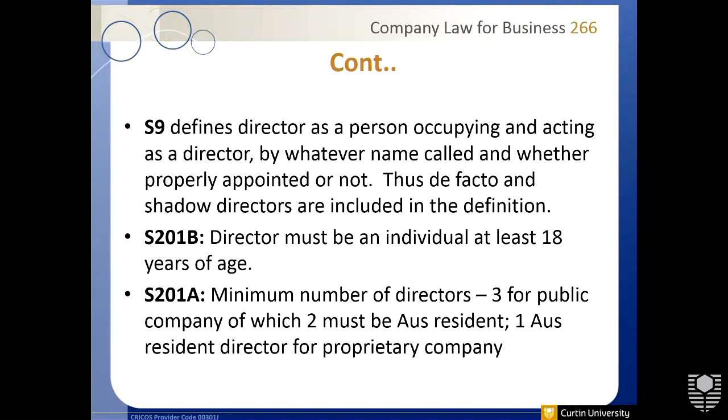And sometimes a person has not been appointed on paper. You have not consented to be a director. You have not done anything to be formally appointed as a director. But you run the business as a director. You are again a de facto director.